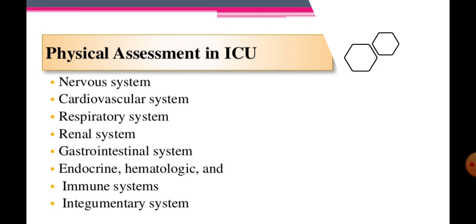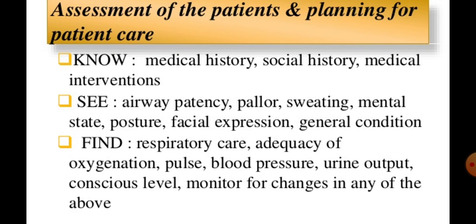So what are they? We should do a complete physical assessment with the nervous system, cardiovascular system, respiratory system assessment, renal system, GI system, endocrine, hematologic and immune system and integumentary system. So when the patient comes for the assessment, we should know the medical history, social history and medical interventions for the patient, and we should also look for airway patency, pallor, sweating, mental state, posture, facial expression and general condition.